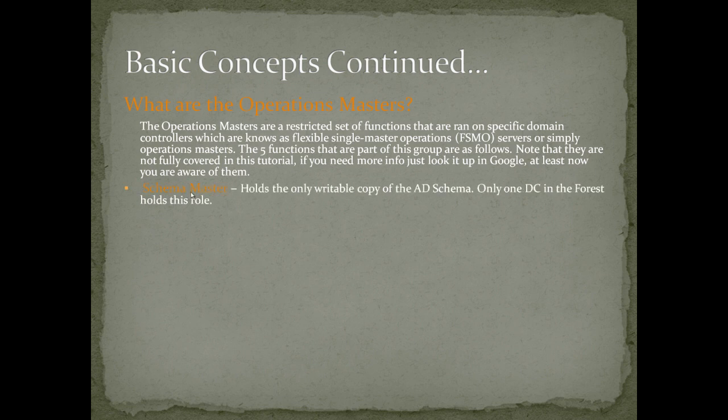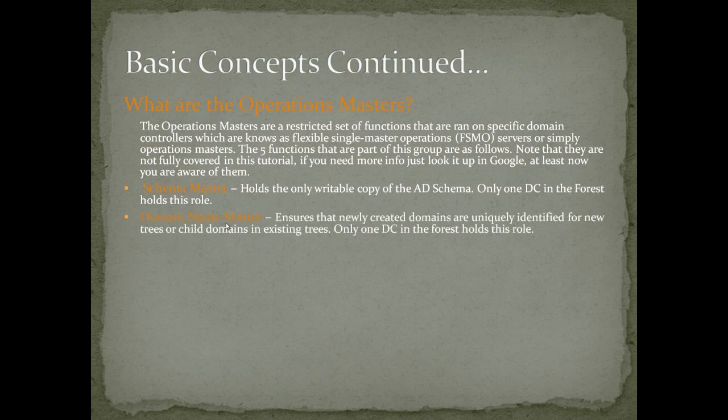So the first one is the schema master, which holds the only writable copy of the Active Directory schema. Only one domain controller in the whole forest holds this role. And yeah, you can move the role around. So if you have like 6 domain controllers in your whole forest, and you want to move the schema master, you can. We'll move them around and everything. But as of now, I'm just showing you what they are.